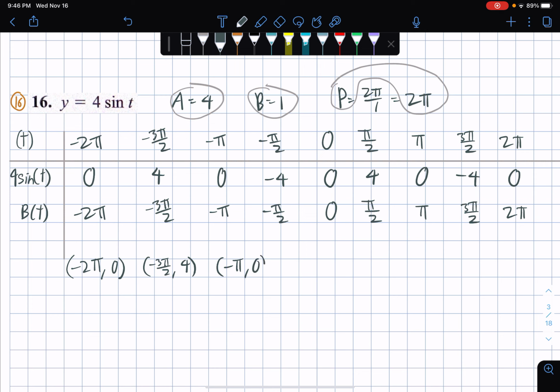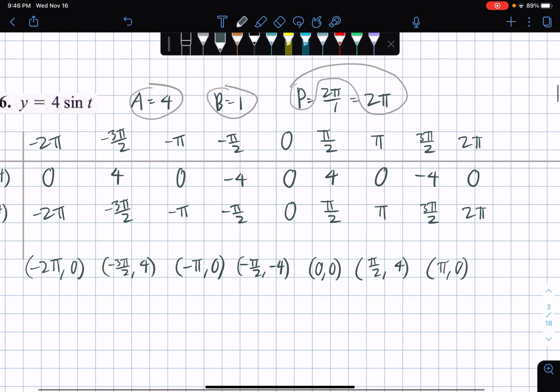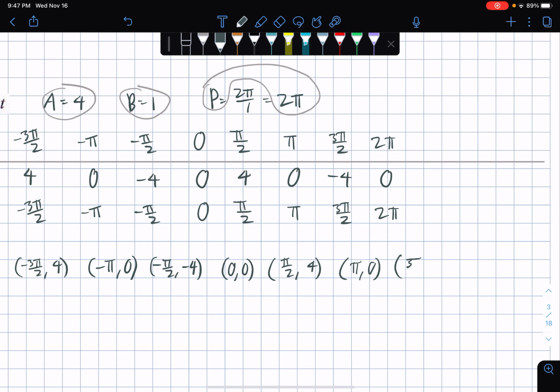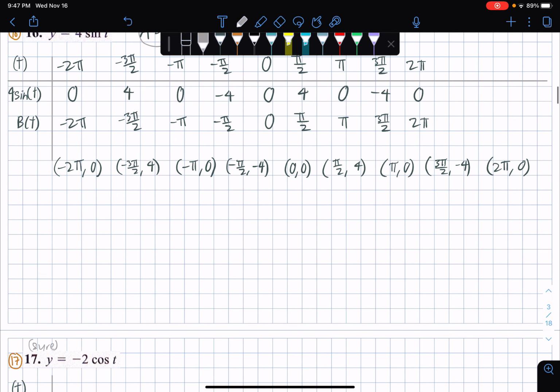So negative pi 0, negative pi over 2, negative 4, 0, 0, pi over 2, 4, pi 0, 3 pi over 2, negative 4, 2 pi, and 0. Okay, let's graph.